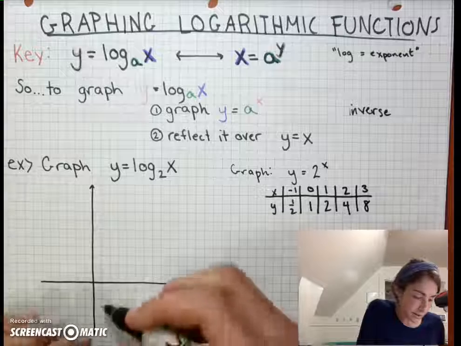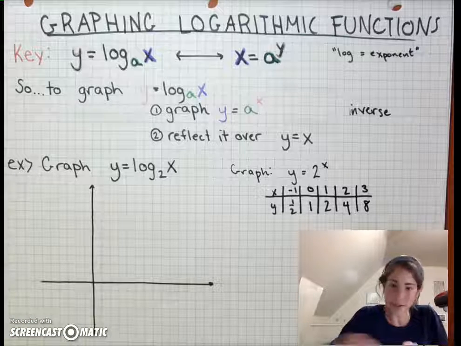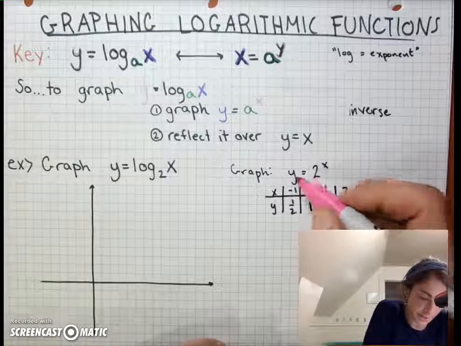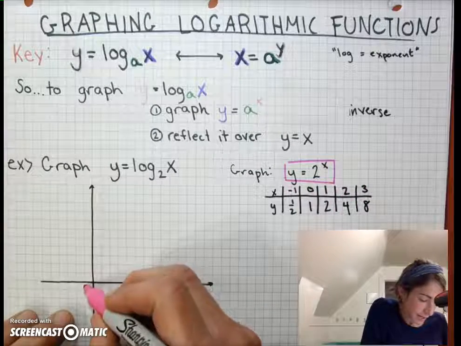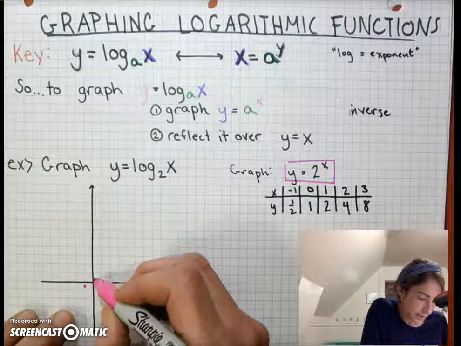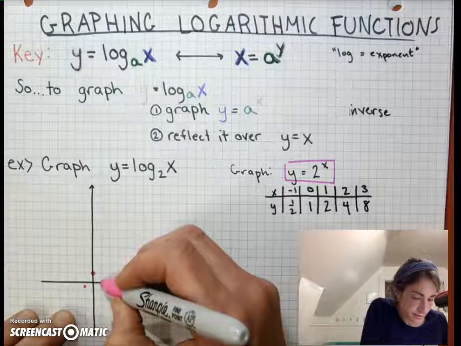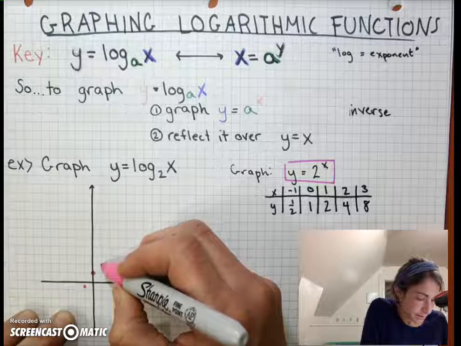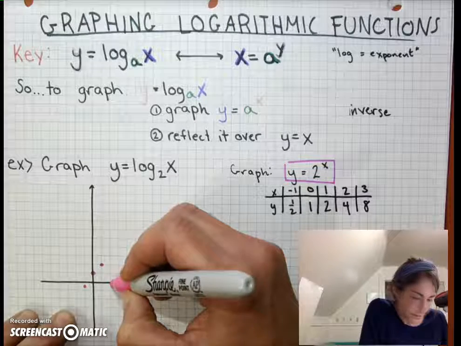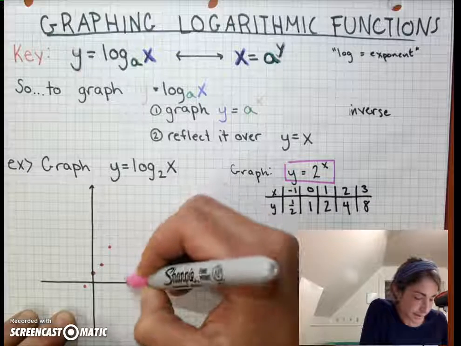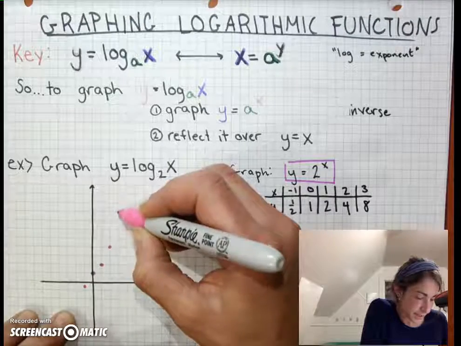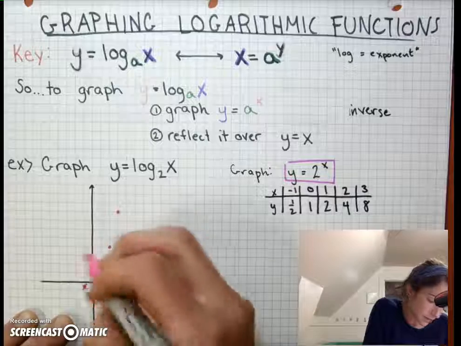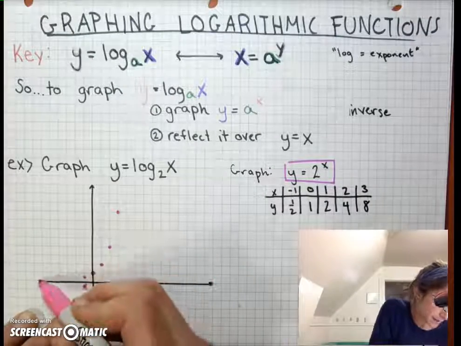So now I'll graph this function. Maybe I'll use pink to do it. So -1 comma 1/2, 0 comma 1, 1 comma 2, 2 comma 4, and 3 comma 8. Oops, this was supposed to be here at 1/2.